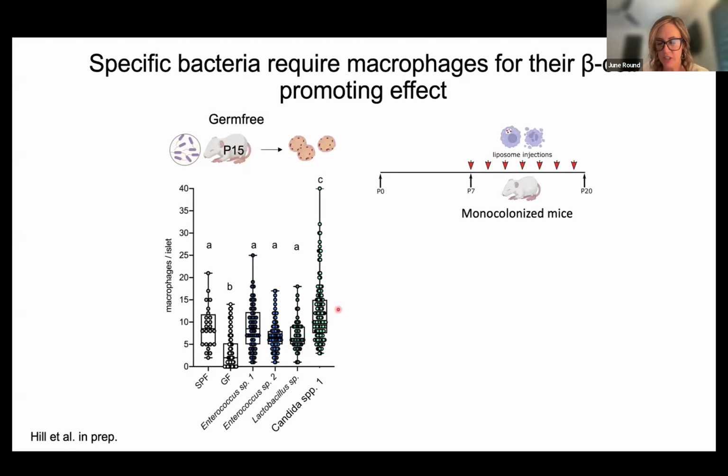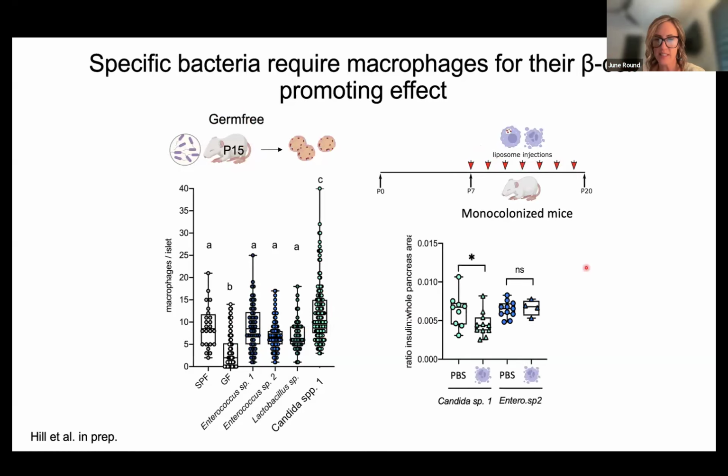So because of this, Jennifer wanted to test whether or not any of these organisms relied on macrophages in order to have their beta cell promoting effect. So again, she took two monoassociated germ-free mice, and here we're focusing on two organisms, one of these Enterococcus species, and then our Candida isolate. And then she depletes the macrophages again with clodronate over this window of time, and then analyzes beta cell development.